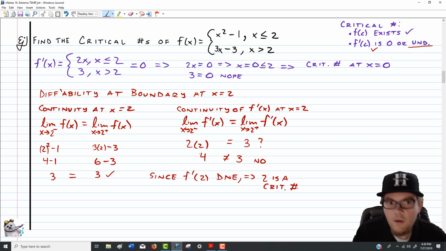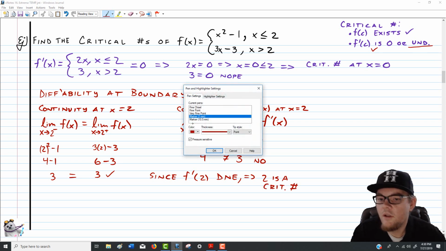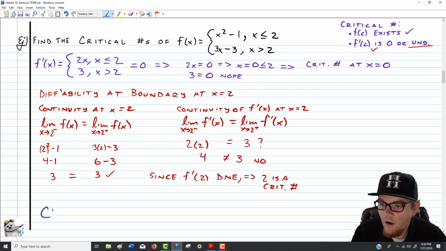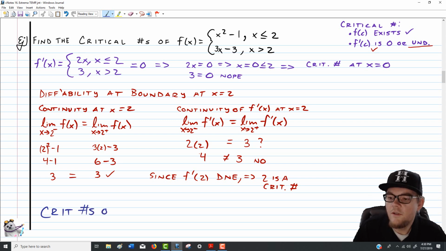So after all that work, we can now finally draw our full conclusion together. We can put it all into one place. We have that there are 2 critical numbers. So those 2 critical numbers are x equals 0 and x equals 2.